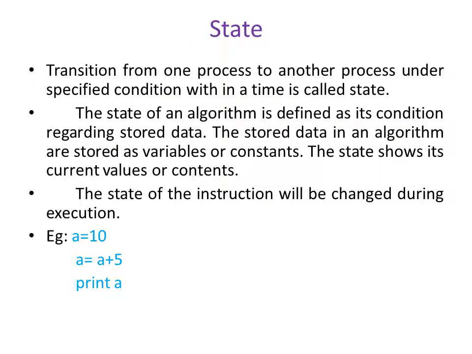A state can be denoted as a transition from one process to another process within a particular amount of time. Consider this instruction: initially the value of a is 10, that is, the state of a is 10. After executing the instruction a is equal to a plus 5, the state of a has changed from 10 to 15. So this is the transition from one state to another state.